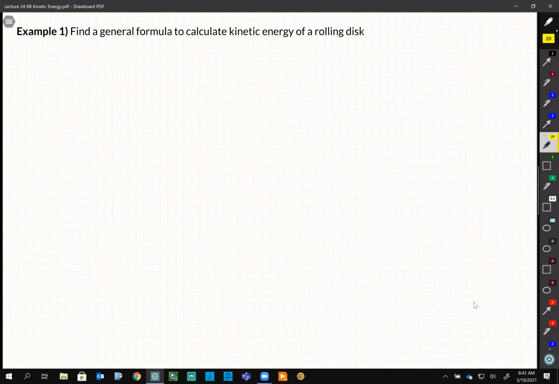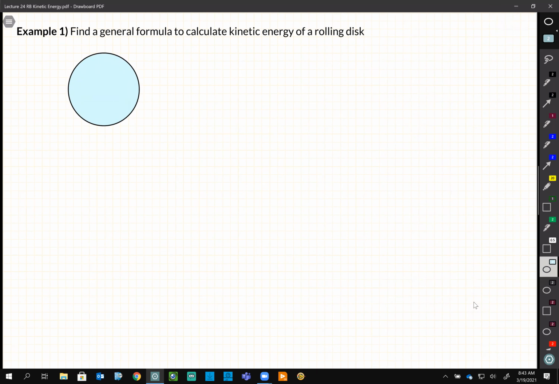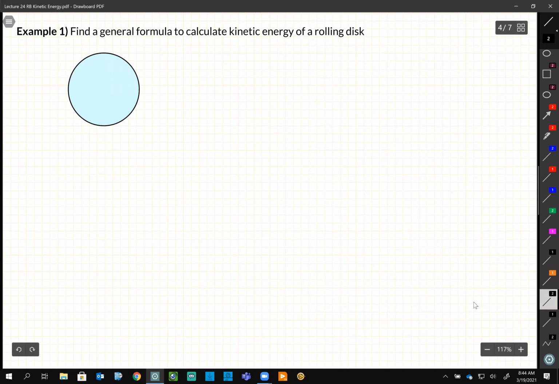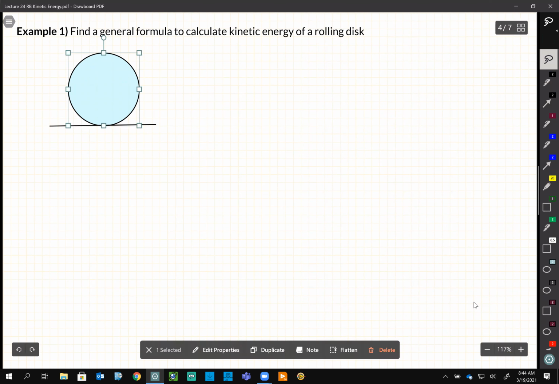For example 1, you want to find the general formula to calculate kinetic energy for a rolling disk. Super, super easy. Try to solve it and then compare your solution with me. We have a disk and it's rolling without slipping. Try to think how it can be solved.